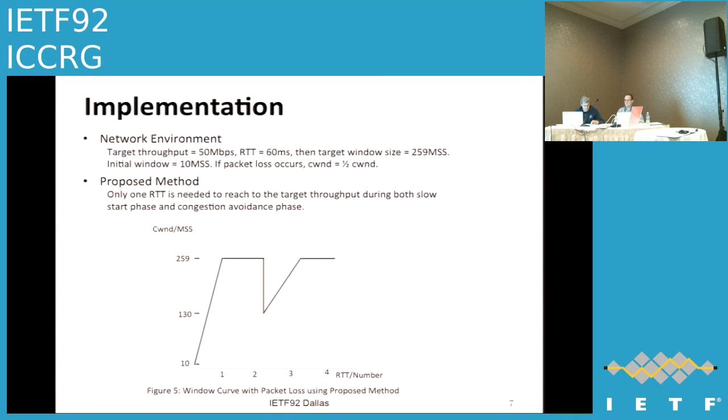Figure 5 shows the window curve with packet loss using the proposed method. Here we can see from the figure that only one RTT is needed to reach the target throughput. And if packet loss occurs between the second RTT and the third RTT, it will also go back to the target throughput in less than one RTT. Okay, next please.